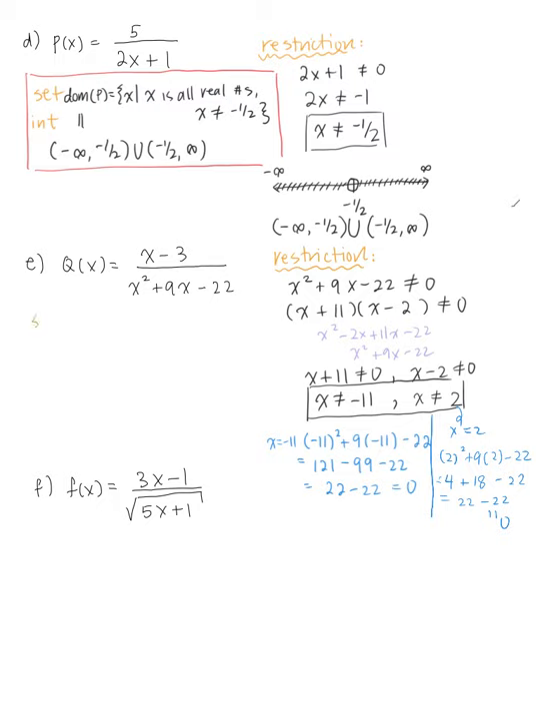Let's write it as a set and then the interval. Let's first go with the set notation. So the domain of Q is the set of all x values such that x is all real numbers, except that x cannot be negative 11 and x cannot be 2.